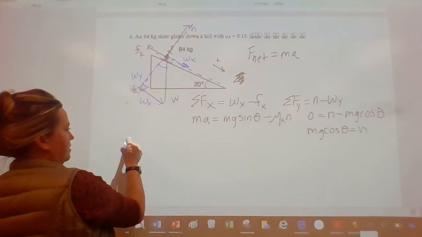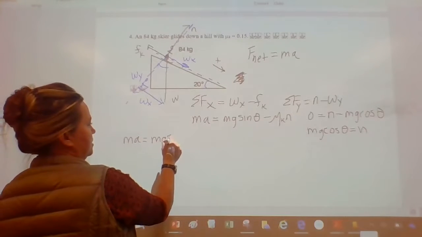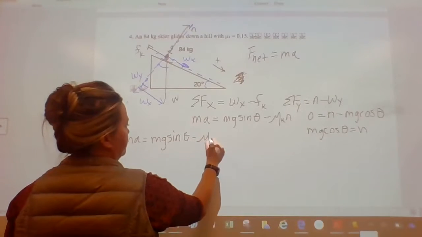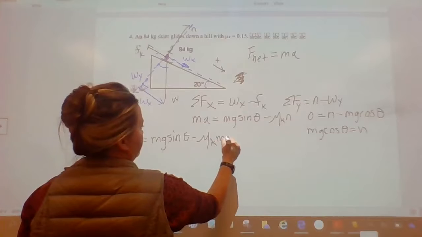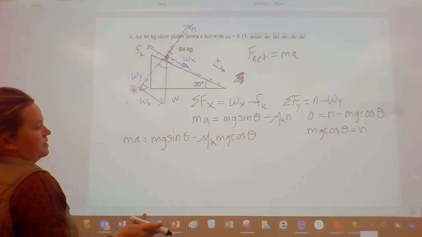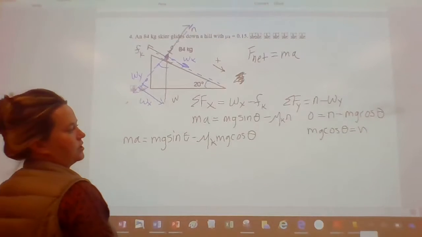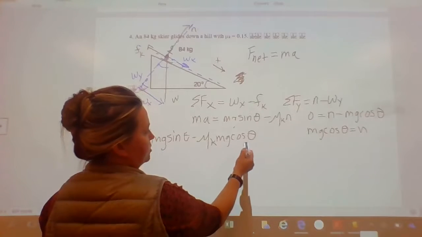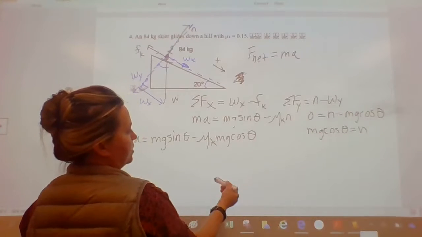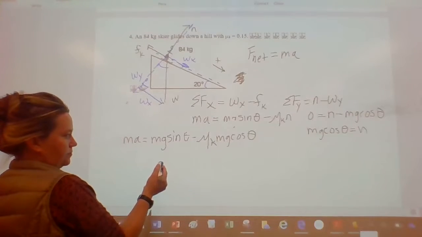I'm just coming over a little bit to give myself some more space. MA is equal to mg sine theta minus mu sub k mg cosine theta. I'm asked to find the acceleration. You're also asked to find the force of friction. So you can go ahead and solve this equation here to get the value for friction, and then come back to this equation. We're going to solve this for A.